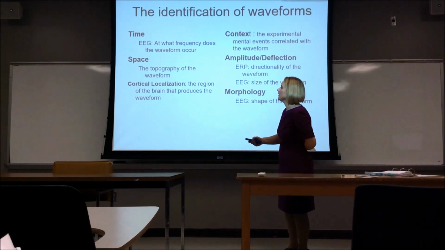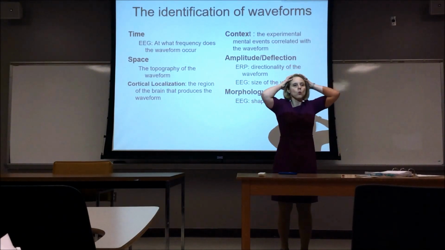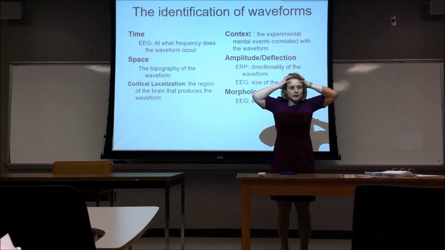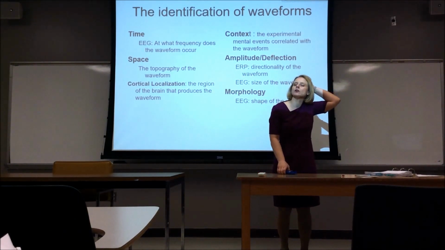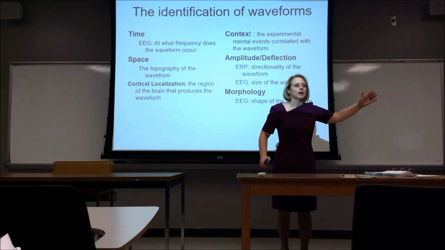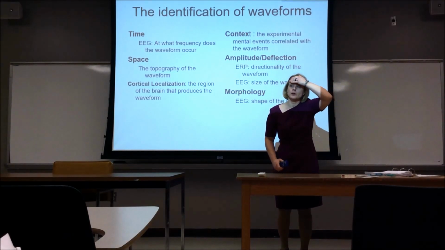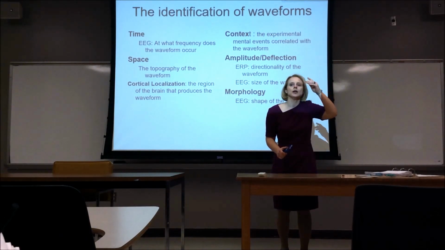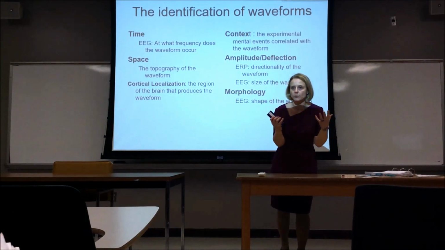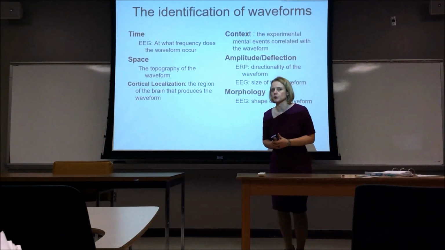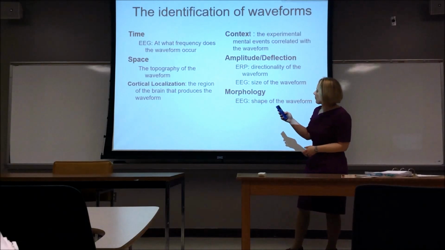Space: the topography of the waveform. Where is it? Here. If you see a mass of alpha coming from the back of the head while somebody has their eyes closed, that's just fine. If you see the highest potential of alpha coming from the frontal lobes while somebody has their eyes closed, something's wrong. Something is very, very wrong. Where it's coming from on the surface of the head is extremely important to define each of these.